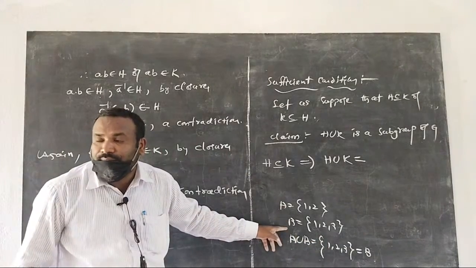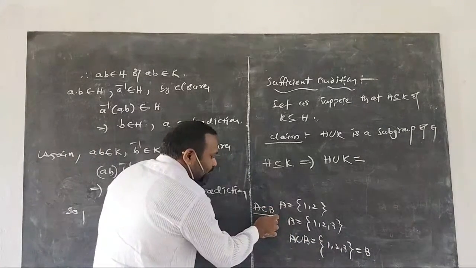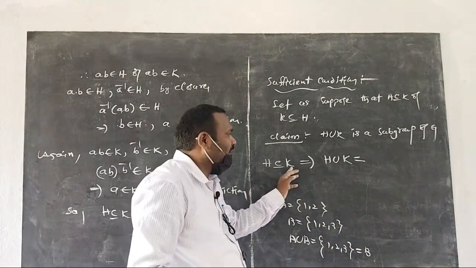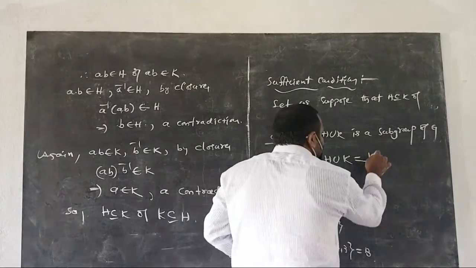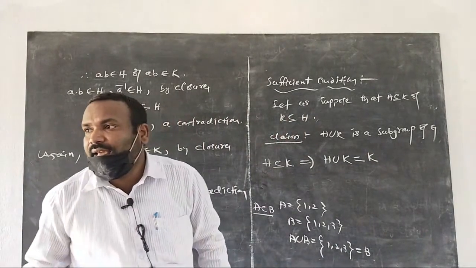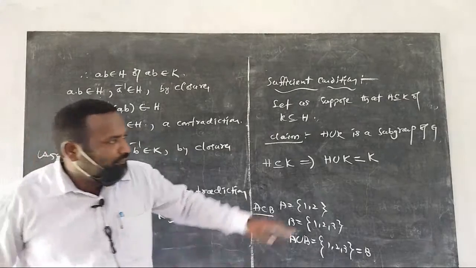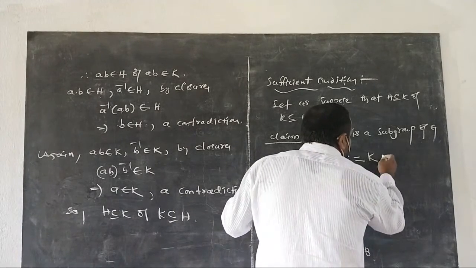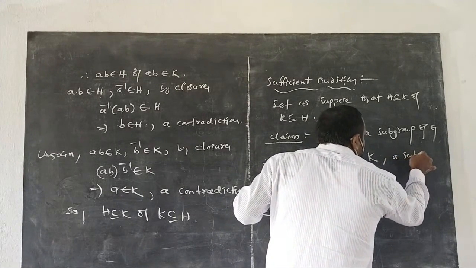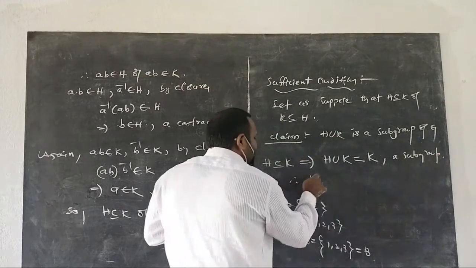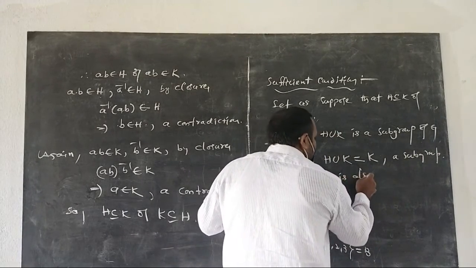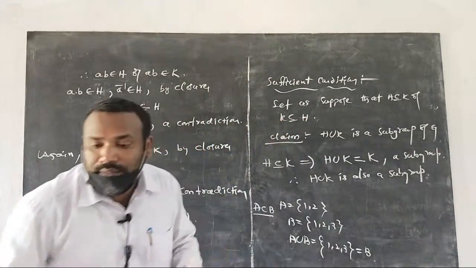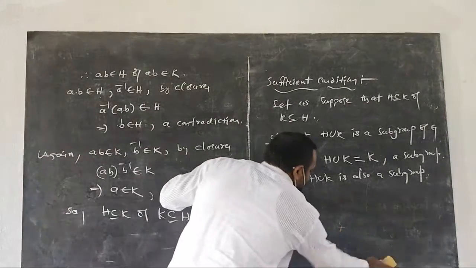A B కి సబ్సెట్ అంతేగా. సబ్సెట్ అప్పుడు యూనియన్ వేస్తే పెద్దదే అవుతుంది. A union B equal to B అవుతుంది. అప్పుడు H is a subset of K, then H union K equal to K. What is K? K is a subgroup. If K is a subgroup, this is also a subgroup అనమాట. H union K equal to K, a subgroup. Therefore, H union K is also a subgroup. Second one, you take K is a subset of H.